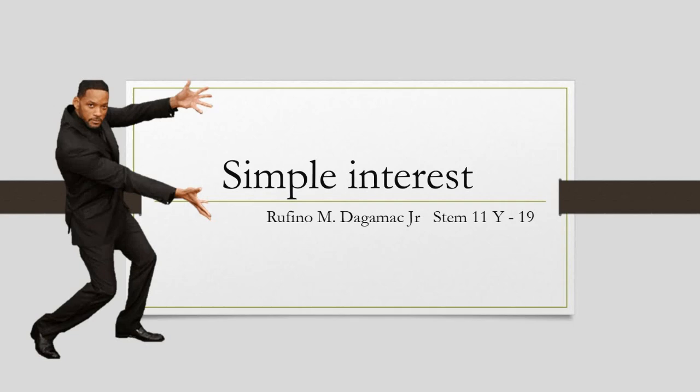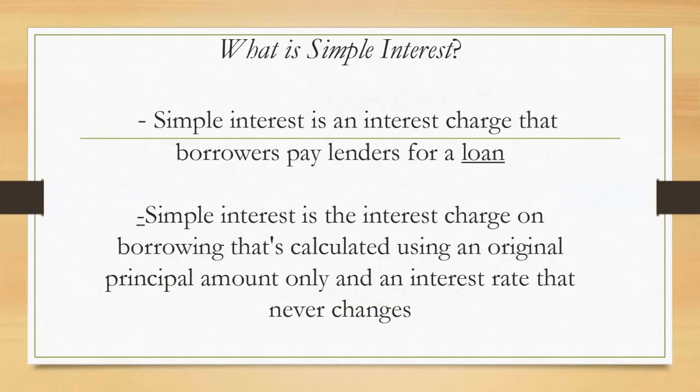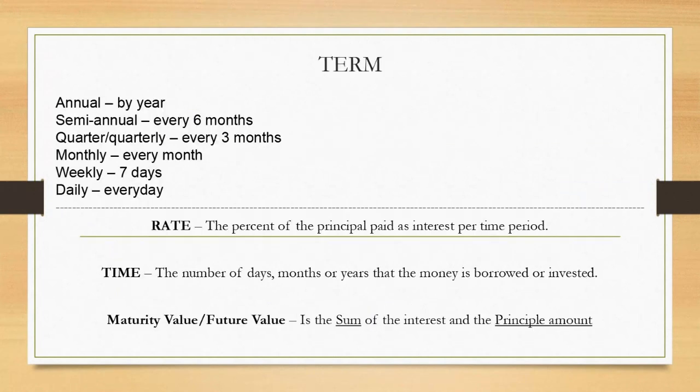Simple interest. What is simple interest? Simple interest is an interest charge that borrowers pay lenders for a loan. It is the interest charge on borrowing that's calculated using an original principal amount only and an interest rate that never changes. So we have the terms: annual is by year, which is one; semi-annual is every 6 months; quarterly is every 3 months; monthly is every month; weekly is 7; daily is every day.